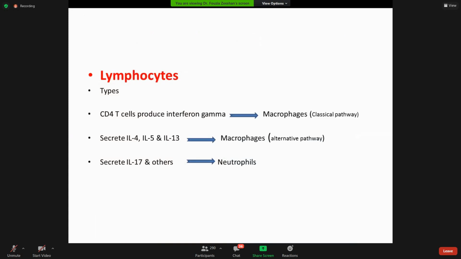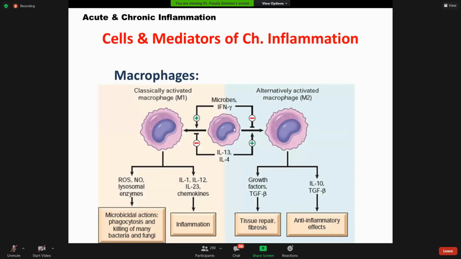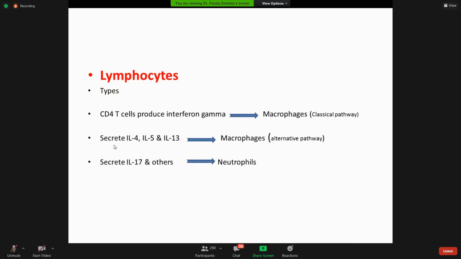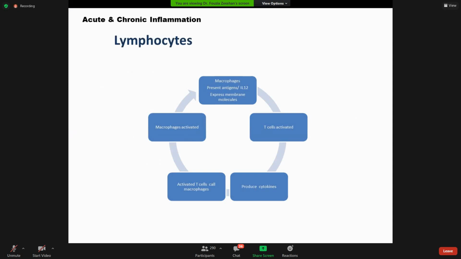Lymphocytes again are very important. They produce CD4 T cells. They produce interferon gamma that eventually helps the macrophage classical pathway, as we have seen, right? Then they secrete interleukins 4, 5, and 13 that move the macrophages to the alternative pathway. And they secrete interleukin 17 and others to stimulate neutrophils. So this is the way lymphocytes participate in causing inflammation.